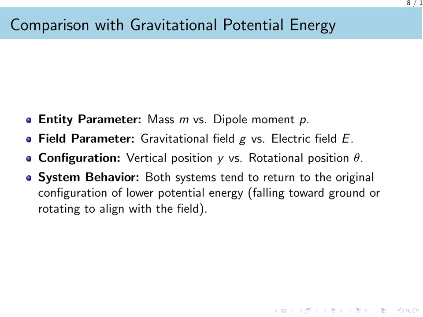The field parameter is the gravitational field for a falling object, compared to the electric field for our charge system. The configuration depends on vertical position in gravity, whereas it depends on rotational position or angle for the electric dipole. In both systems, there is a natural tendency to return to the original configuration of lower potential energy, such as a mass falling toward the ground or a dipole rotating to align itself with the field.